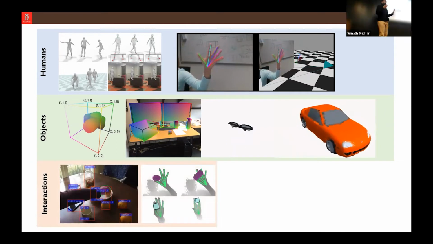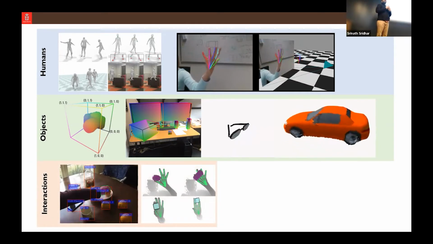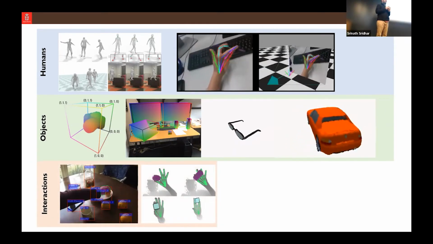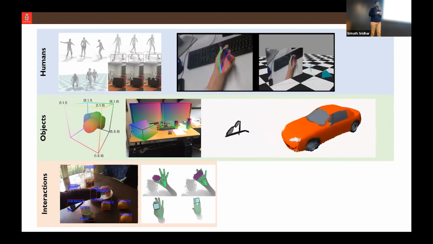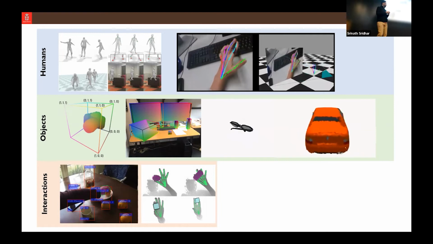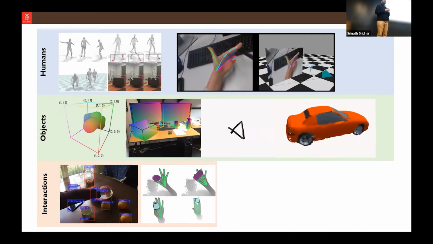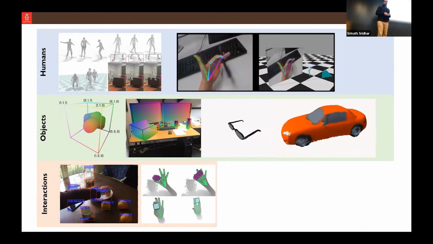We're also interested in bringing these two things together. How do people interact with things? How do humans interact with objects? So we're really interested in building computer vision perception methods that understand how people interact with objects in daily environments.